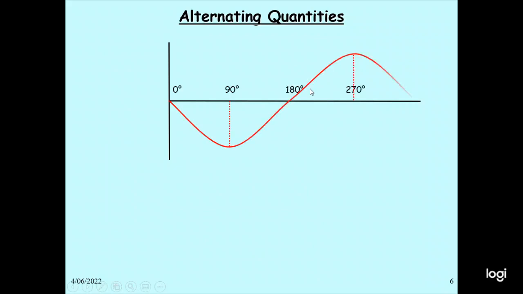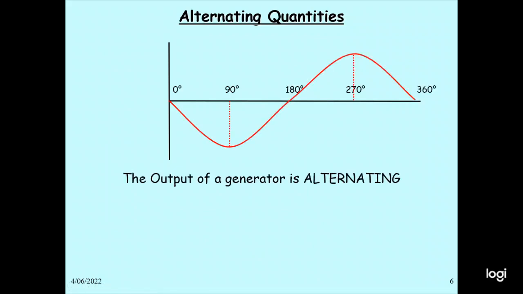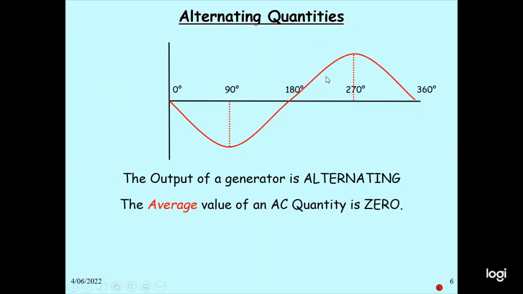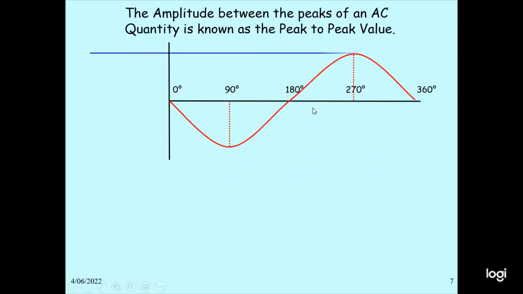The alternating current is like this. This is the output of the generator, which is alternating. The voltage will go from 0 to minus 90 and plus 90 like this. Alternating current quantity: the average value of an AC quantity is 0. The amplitude between the peaks of the AC quantity is known as the peak-to-peak value. So this peak to this peak, the peak-to-peak.